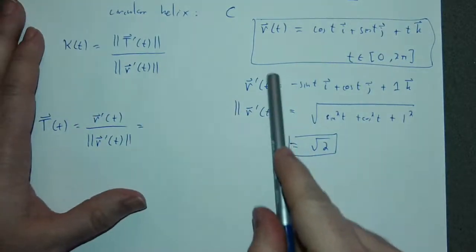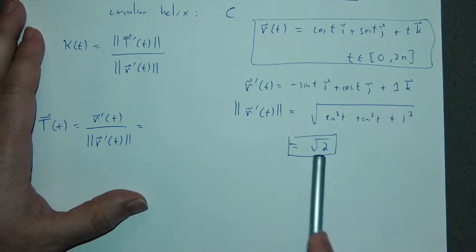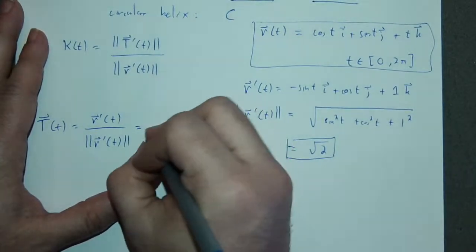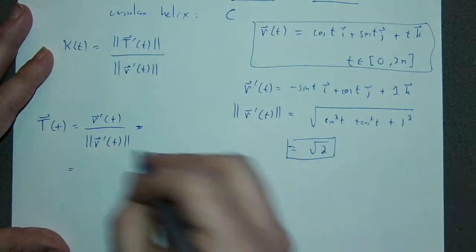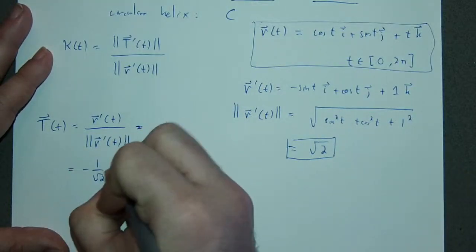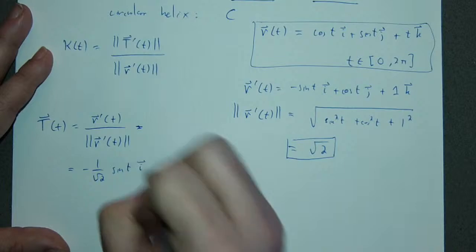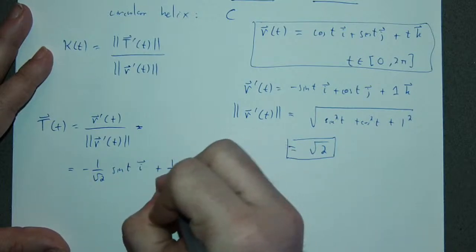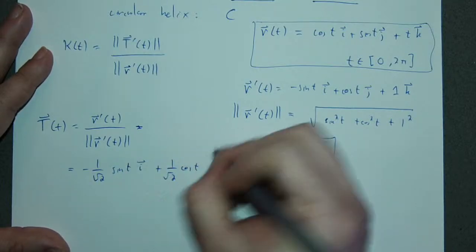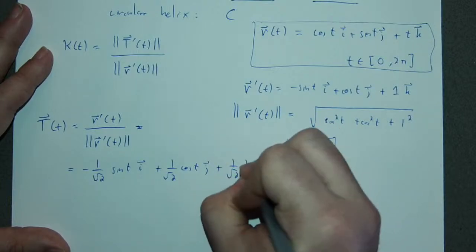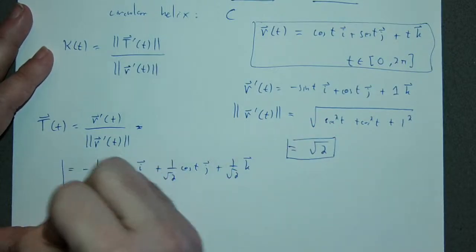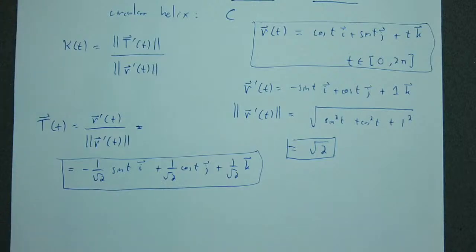Here's r prime. I'm dividing it by root 2. So this is, maybe I'll write it here because I have more room, minus 1 over root 2 sine t i plus 1 over root 2 cosine t j plus 1 over root 2 k. All right, there's my tangent vector.